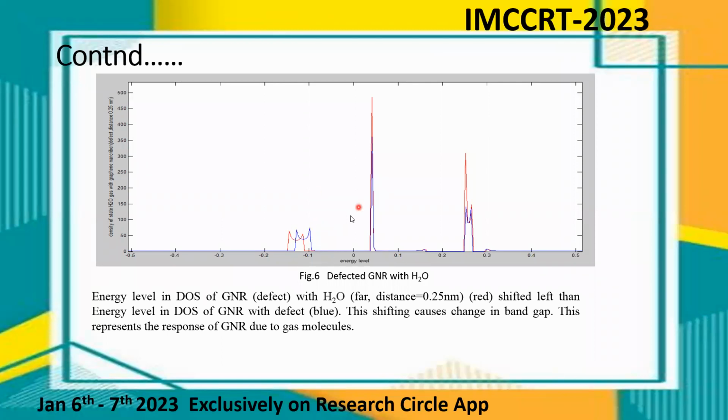But after interacting with H2O, we will get that red curve. The energy level and density of states of the defected graphene at a distance of 0.25 nanometer is shifted left compared to the energy level and density of states of graphene. The red has been shifted left from the blue curve. Okay, now we are moving to the next slide.